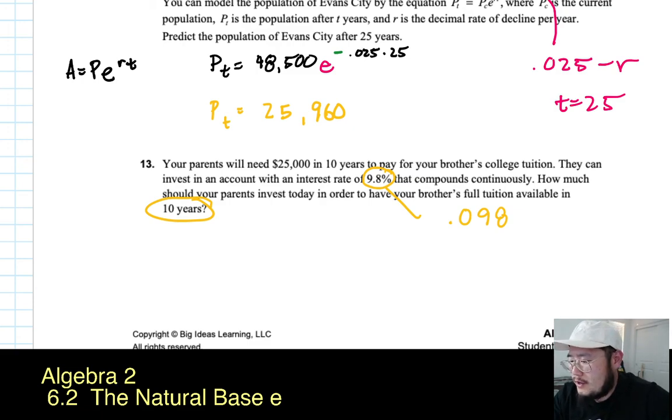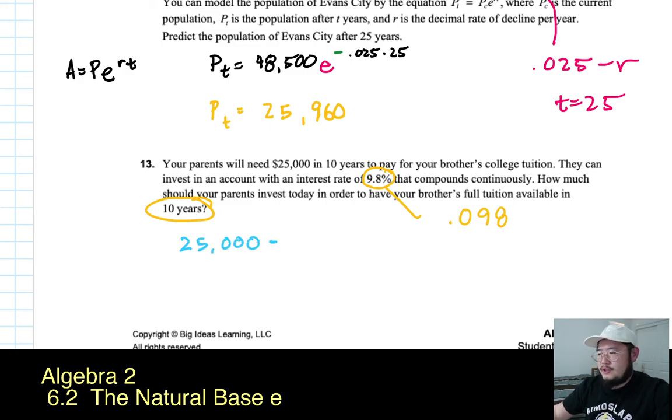And then we have E. Since we're talking about continuous compounding, we use E. And then the rate of 0.098, and then we raise that to the t power, which happens to be times 10. So now we have all of the numbers put together. And from there, let's go ahead and solve for P. So in order for us to solve for P right here, we're going to have to divide both sides by the same thing. And so let's go ahead and get P by itself.